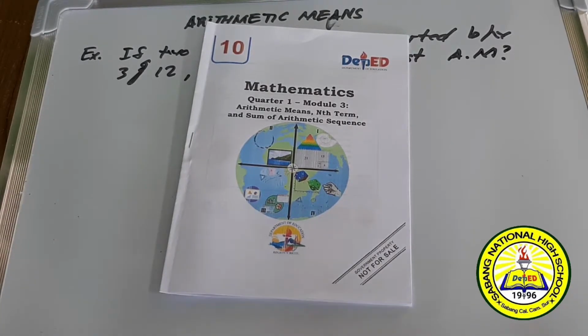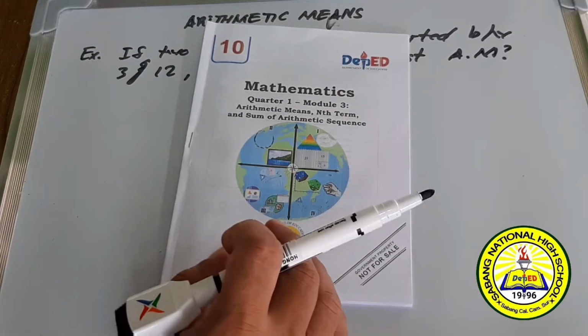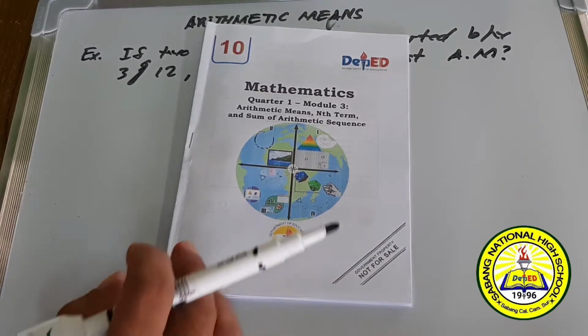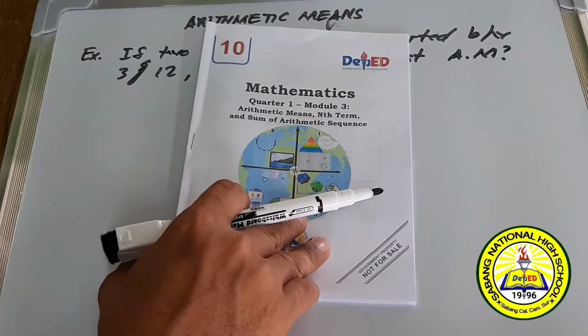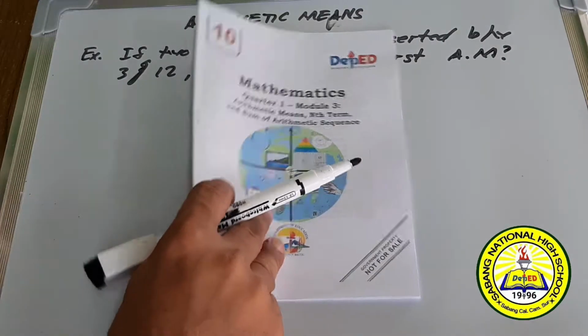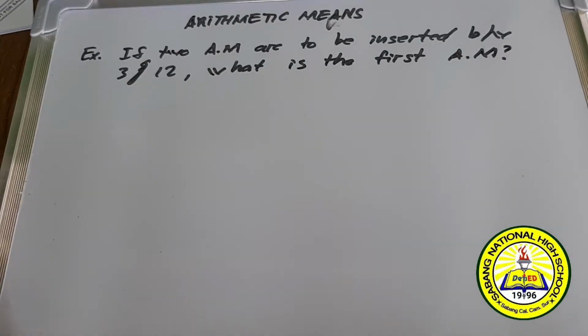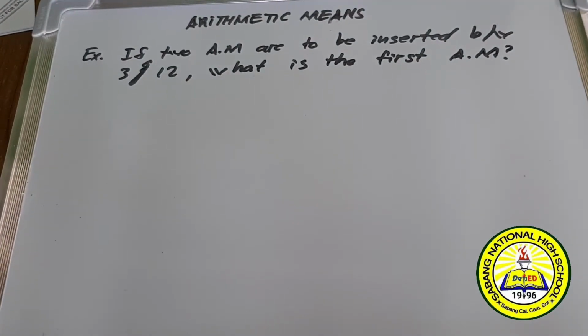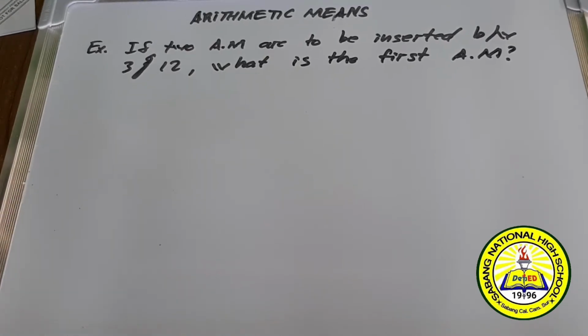This is my video tutorial for the third module for quarter 1 titled Arithmetic Means, the Nth Term, and the Sum of Arithmetic Sequence. So we are going to have three topics. Let us start with arithmetic means. Since arithmetic means has already been discussed in module 2, let us just deal with it using an example.